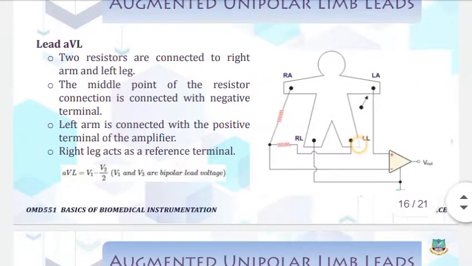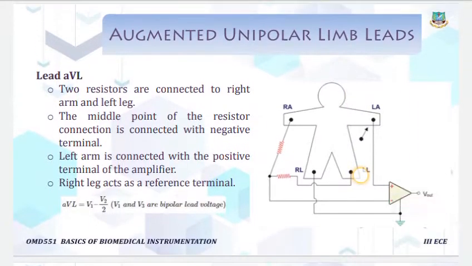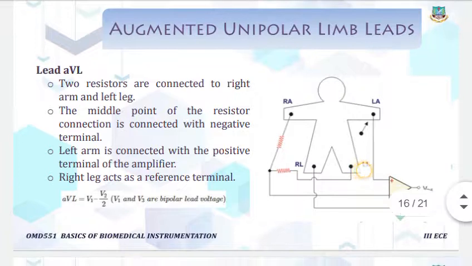Next, augmented voltage of the left arm, aVL. The main positive terminal is connected to the left arm, and the resistance is connected to the right arm as well as the left leg. From the central terminal of the resistor we connect back to the negative terminal, and RL acts as the reference electrode. Here also a voltage is generated which is equal to V1 minus V2 by 2. That is, V1 and V3 are the bipolar lead voltages.